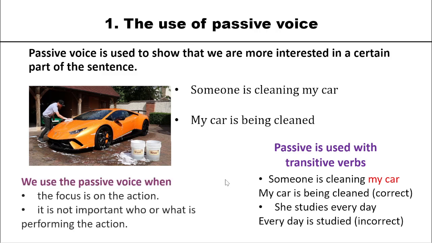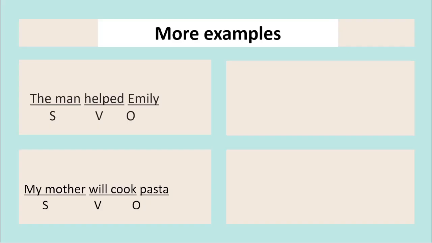We use the passive voice when the focus is on the action. It is not important who or what is performing the action, like this one. It's not important who is cleaning my car. But what is important is the action that my car is being cleaned. Okay, let's look at more examples.